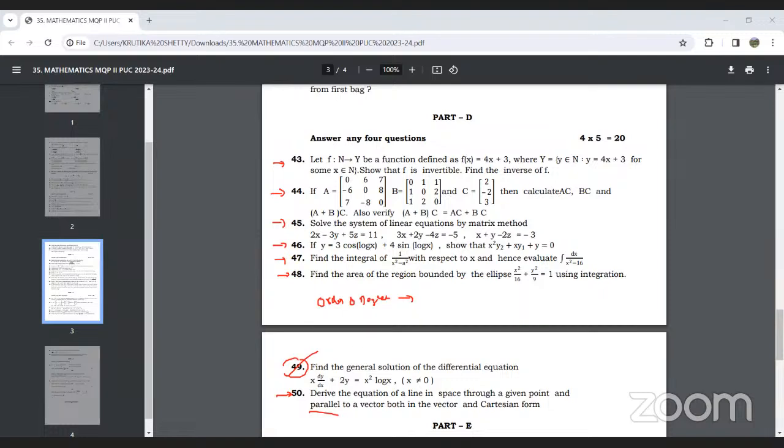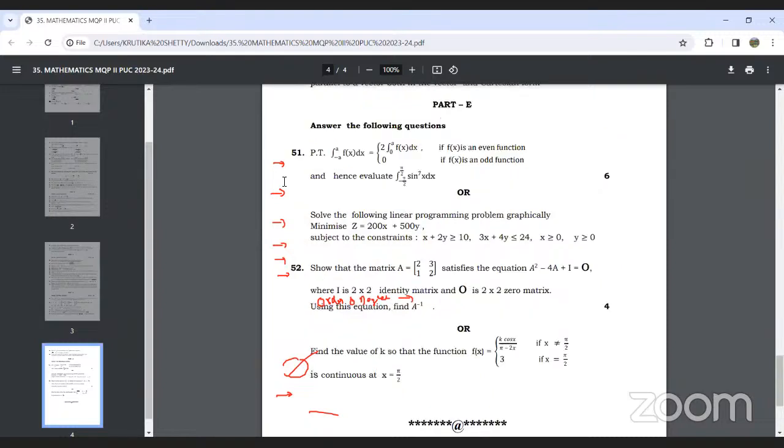And then the last part, part E, 6 plus 4 marks. This is a 6 mark and a 4 mark question. We will discuss the 51st question today. The LPP question we have discussed already. Even the question on matrices, finding A inverse, we have discussed, and finding the value of k is also discussed. So in part D and part E, most questions are discussed. Part C, a few questions we will discuss the solution of now. Pay attention.